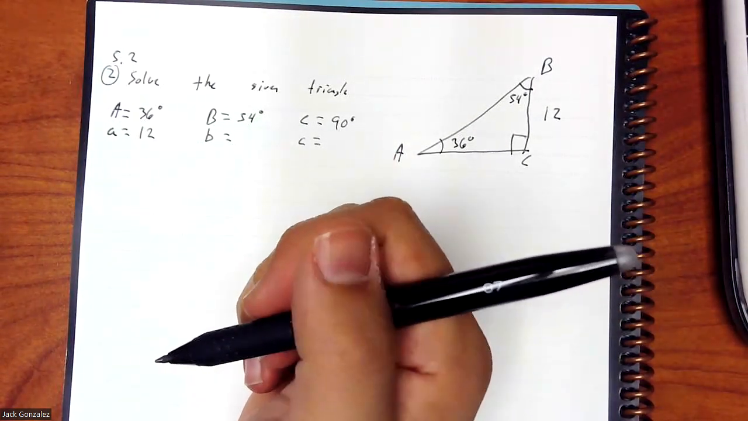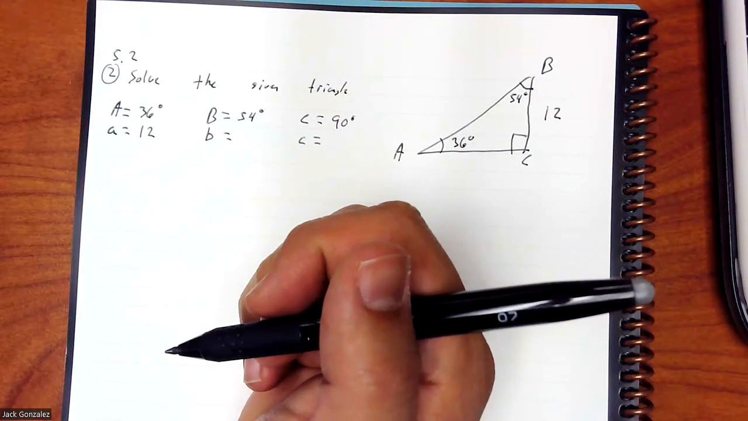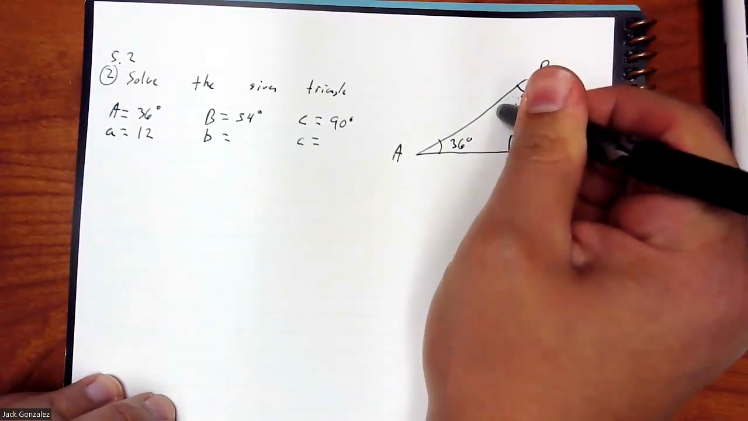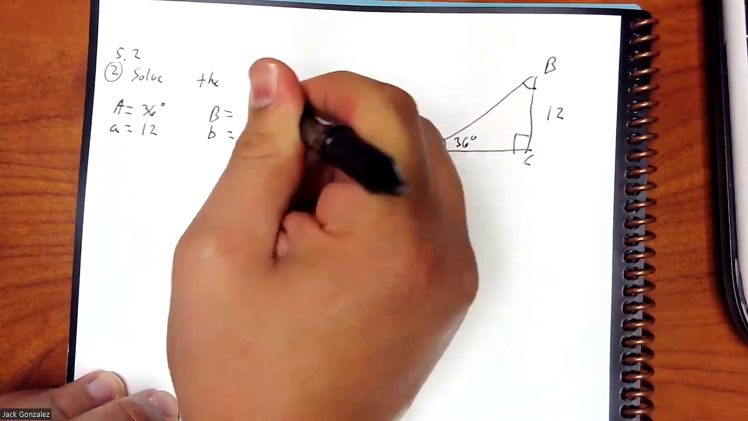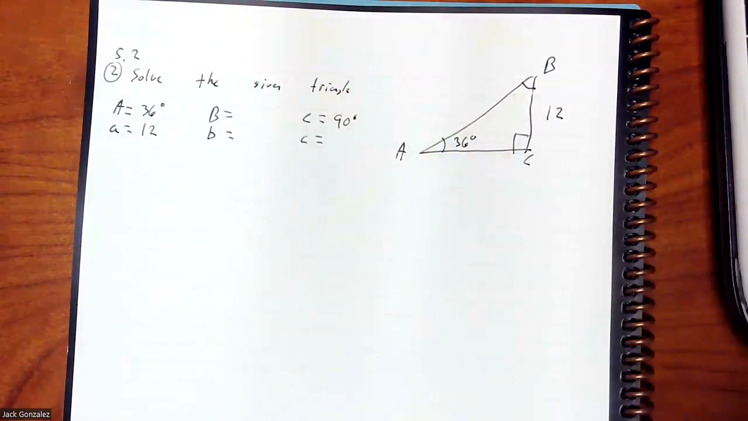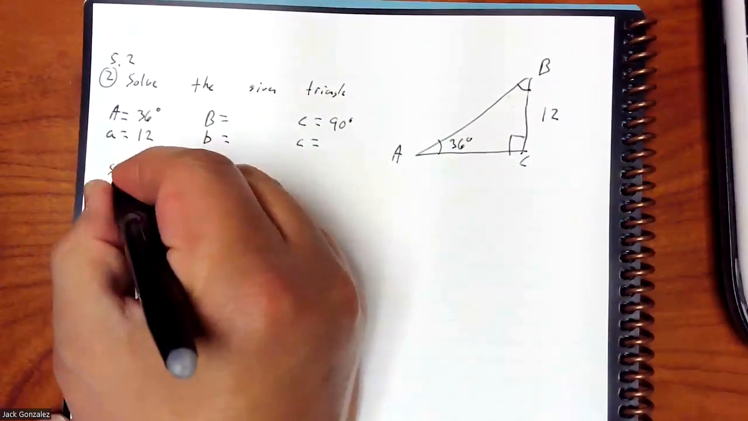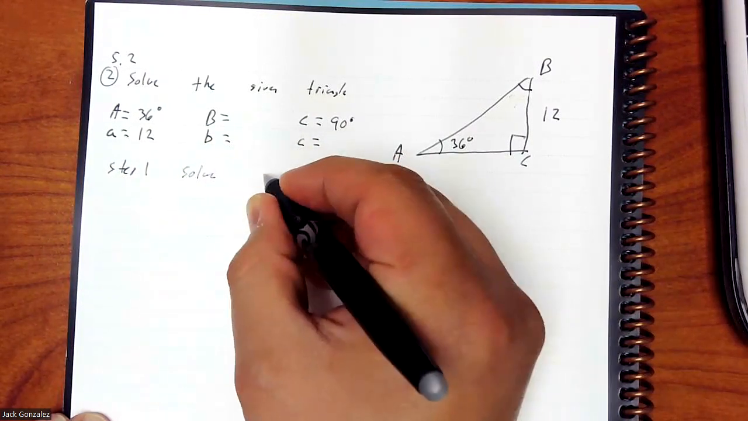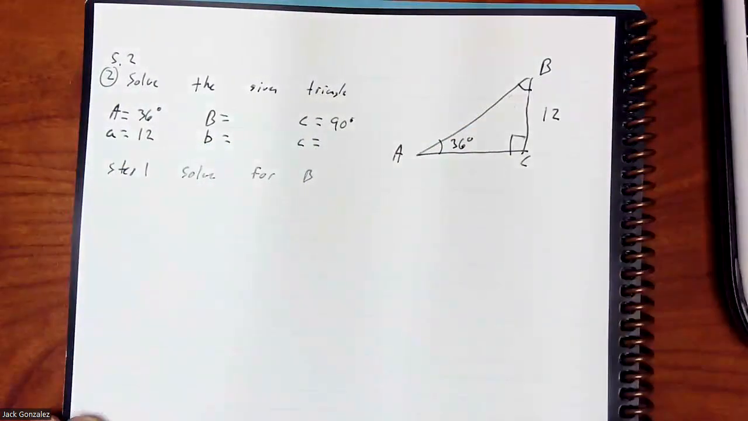Solve your missing sides. You know what? Let's make this a little more interesting. Let's pretend we didn't know what B was. Because I'm not going to give you A and B. I'm only going to give you A or B. Let's pretend it's missing. Step 1, solve for capital B. So how would you find it if it was gone?